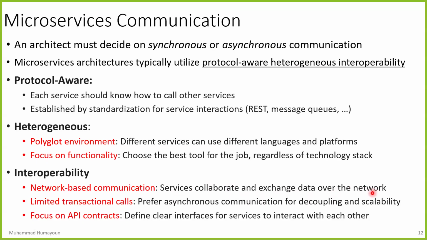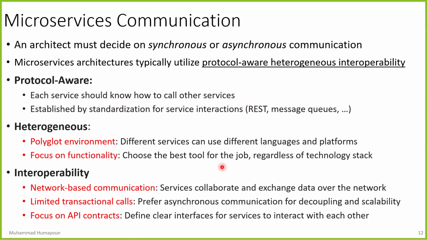So we depend on the existing infrastructure of networks, where the way they do communication, we don't care. Let them do the way they want. Limited transaction calls. Prefer asynchronous communication for decoupling and scalability. And then focus on API contracts. Again, this brings us here.